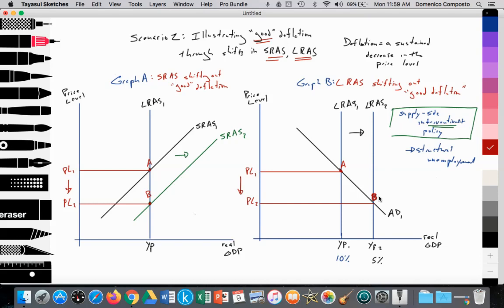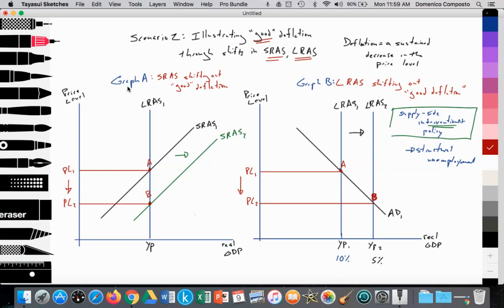Now, you may be wondering if the government's making those investments in education, isn't that an increase in government spending and isn't AD shifting out? Yes, that is the case, but we will discuss that in a later video. So let's just take a look and analyze these two models.